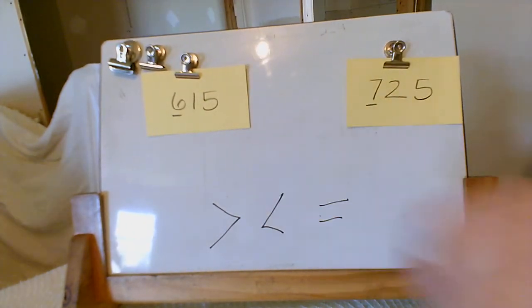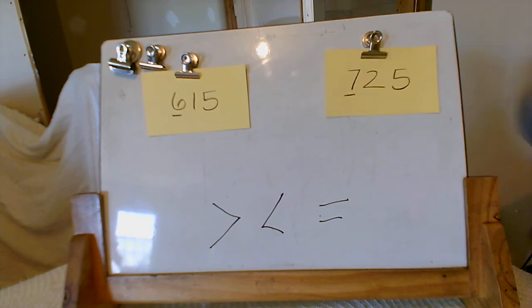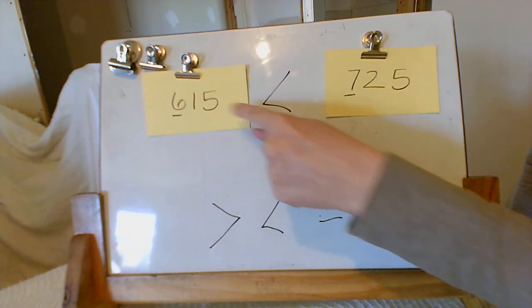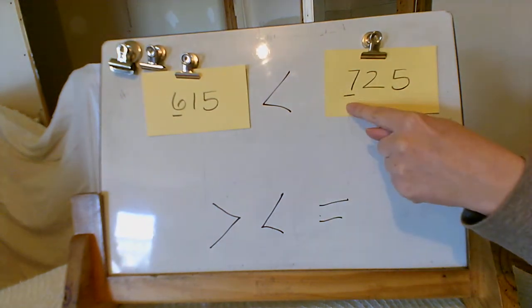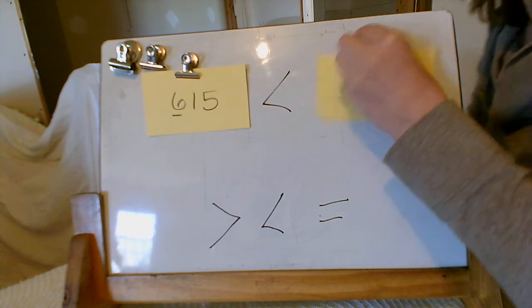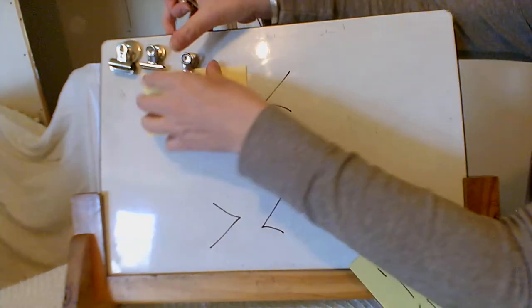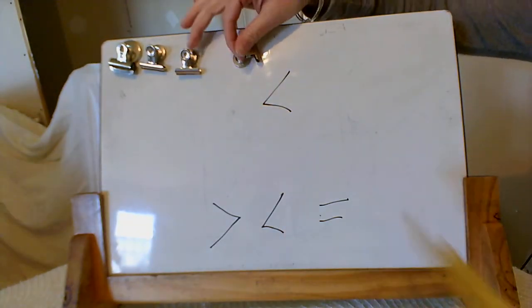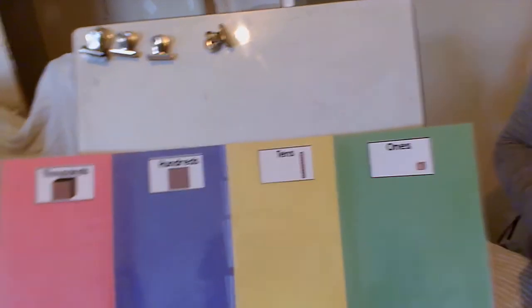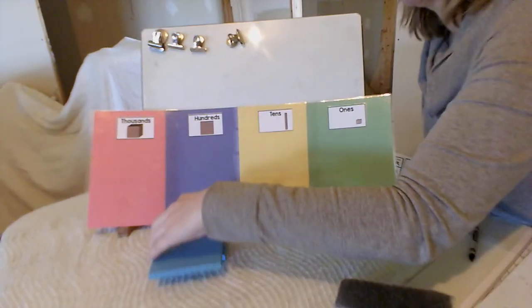Now what if I switched these two numbers? I'd have to switch my symbol, wouldn't I? Now which way is the mouth going to go? It's going to open this way. And I would read it like this. 615 is less than 725. All right, good warm up. Okay, I am now going to build you a number with the base 10 blocks, and you're going to count the blocks to see which number I built for you.